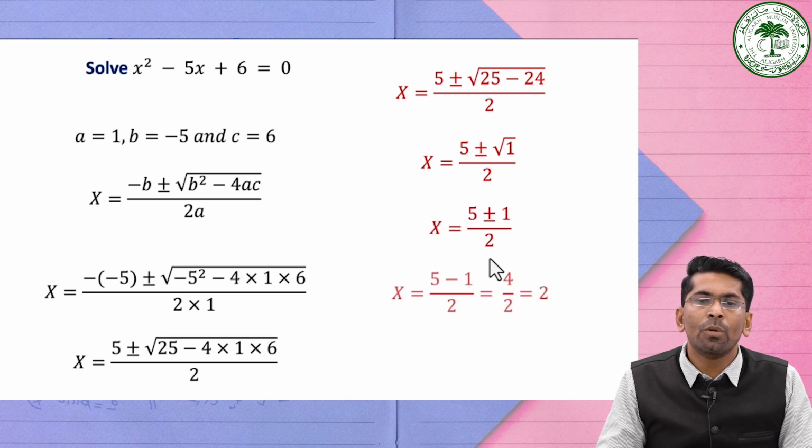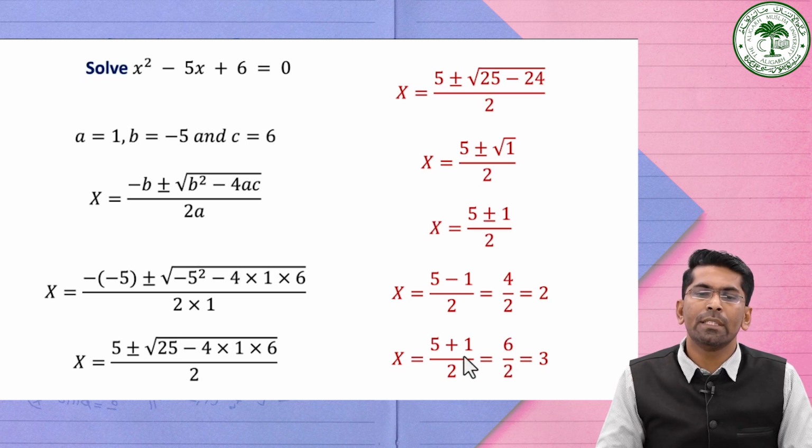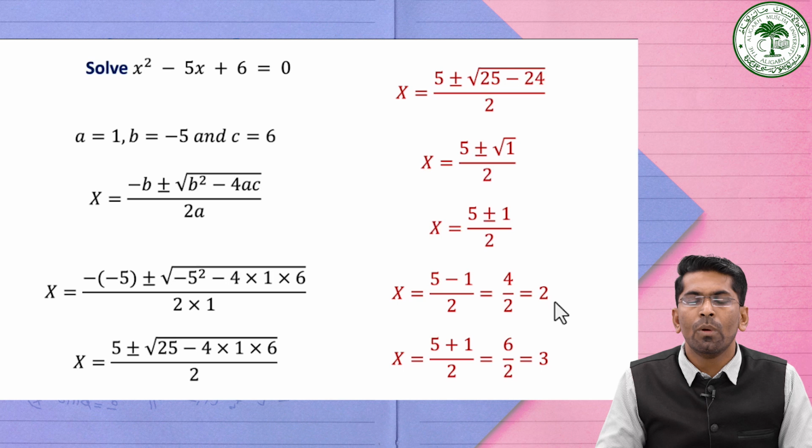So x is equal to, we have two values. One is 5 minus 1 divided by 2, which is equal to 4 divided by 2, which is 2. Similarly, we can consider x is equal to 5 plus 1 divided by 2, which is 6 divided by 2, which is 3. So this is the solution, that is x is equal to 2 or x is equal to 3. So this is the solution for the quadratic equation x square minus 5x plus 6.